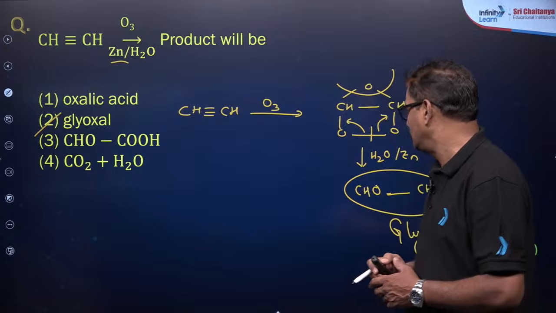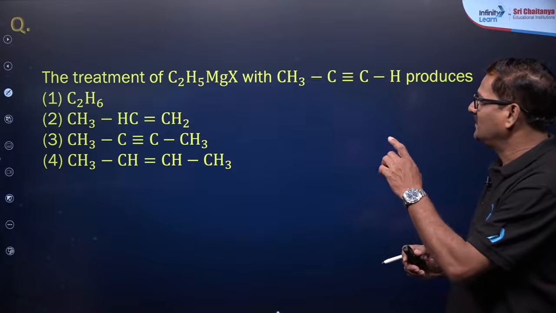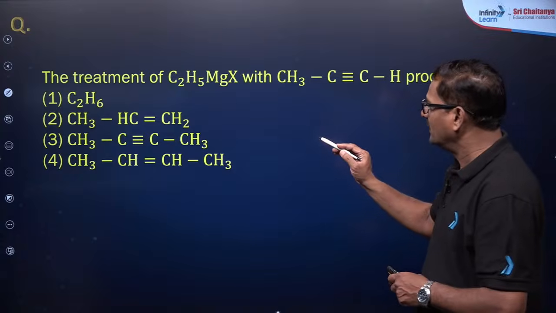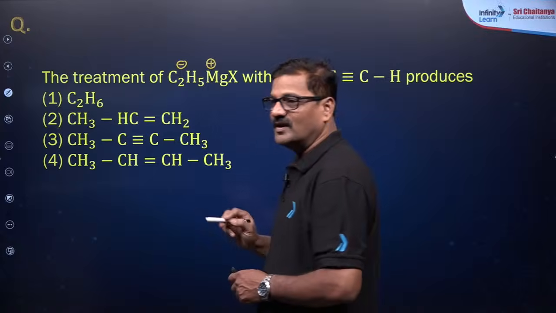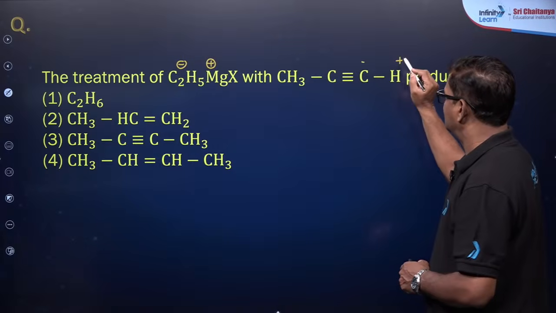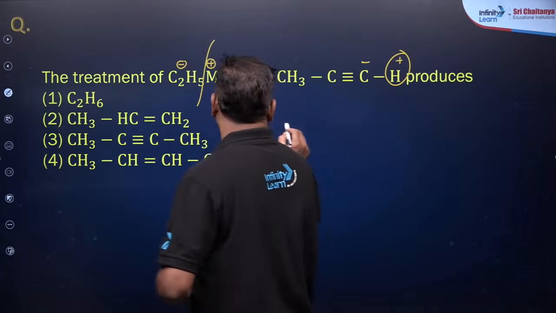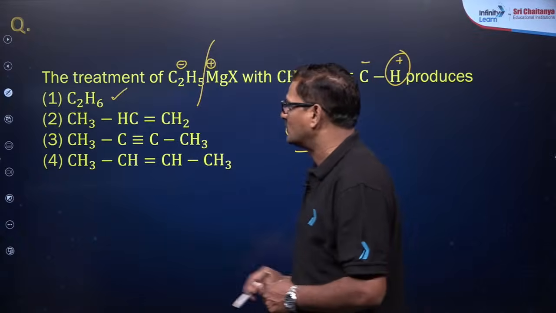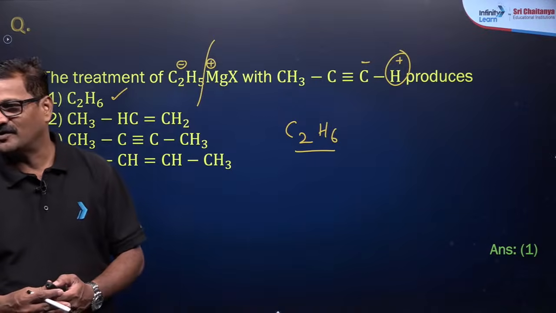And one more question here. Answer is going to be 2. One more question here. Treatment of ethyl magnesium halide with acetylene. So, Grignard reagent is a good nucleophile and a very strong base, and terminal alkynes are acidic. So, what will happen? H plus is going to attack here. So, you are going to get C2H6 as a product. So, my answer for this question is option 1, bachcho. Okay, any doubt?